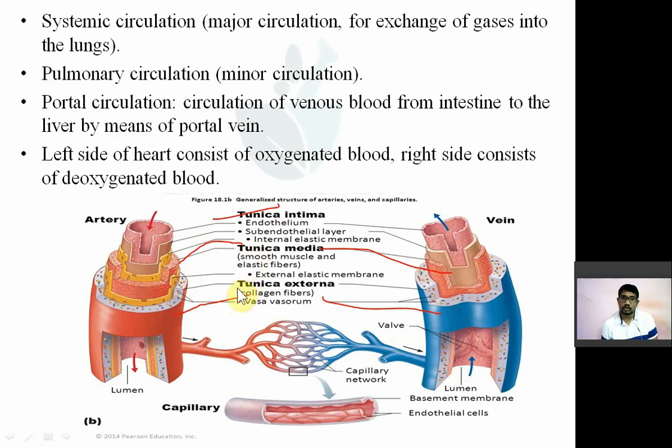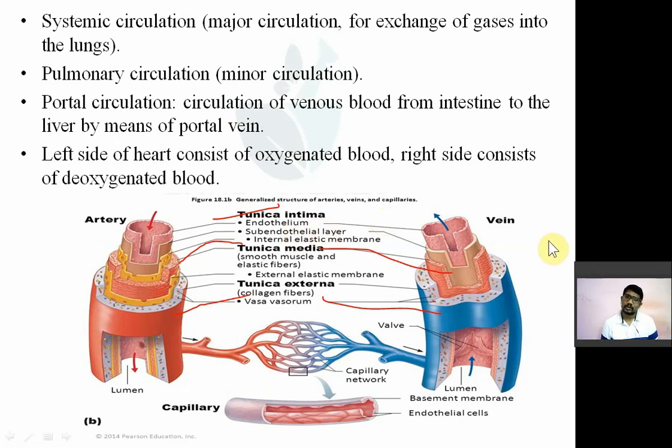Outermost layer कौन सा होता है? Tunica externa. Remember. Now the innermost layer is tunica intima and it is made up of endothelium and subendothelial layer. Okay. So internal elastic membrane is there in case of this. Okay. Now another difference is there in case of artery and vein.